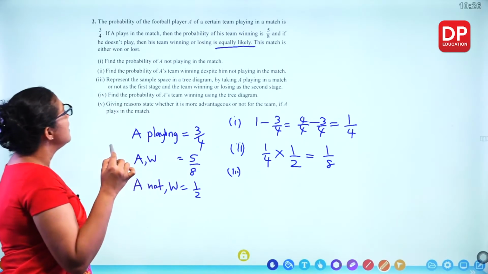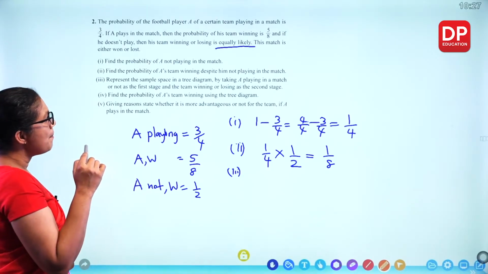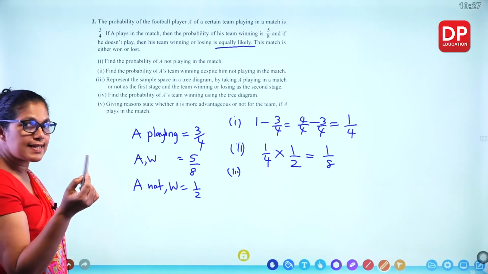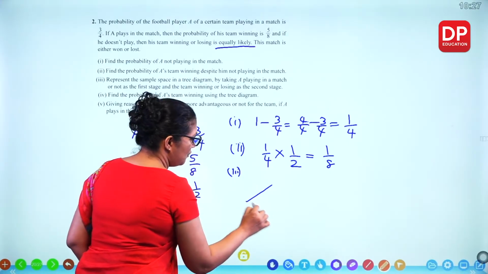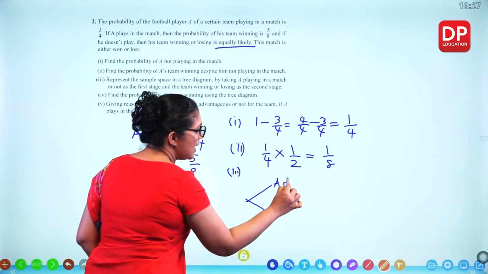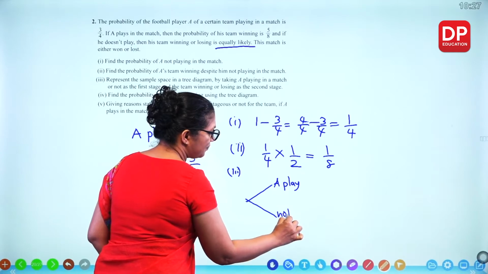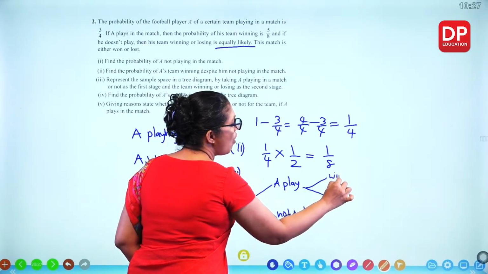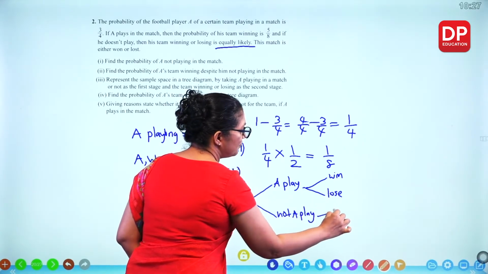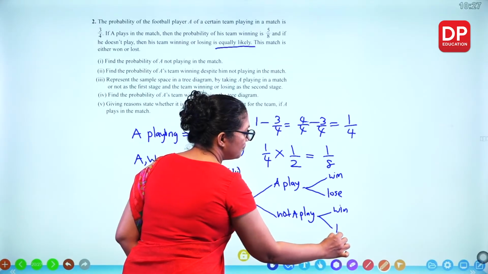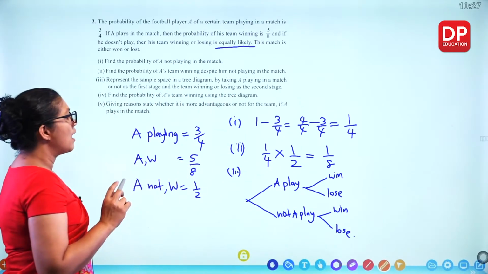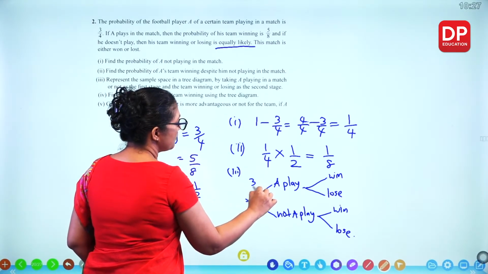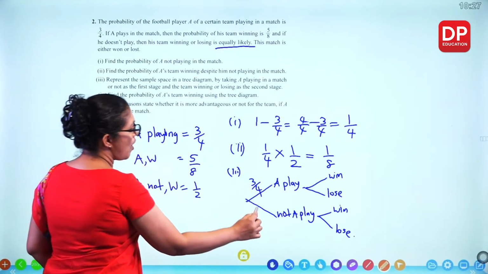Third part, represent this in a tree diagram by taking A playing in a match or not as the first stage and the team winning or losing as the second stage. So we'll take first 2 branches, A play or not play. Then the second branch you get win or lose. Then what are the probabilities? So here we found playing is 3/4, already given. So we found this is 1/4.